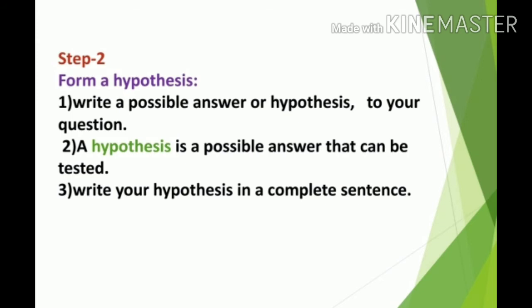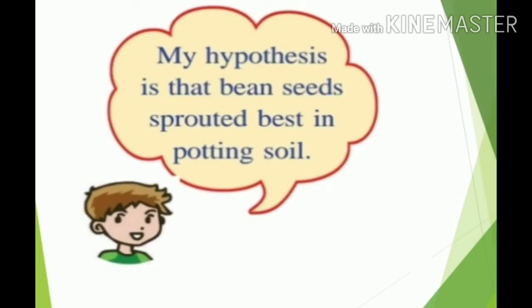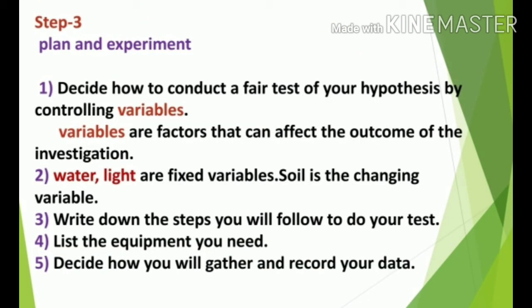Now in step 2, we have to form a hypothesis. So for forming a hypothesis, write a possible answer to your question. A hypothesis is nothing but the answer which we get in mind. So write down in a complete sentence what your hypothesis is. Now Aravind thinks, my hypothesis is that bean seeds sprout best in potting soil. So this is his hypothesis. Then in step 3, plan an experiment.